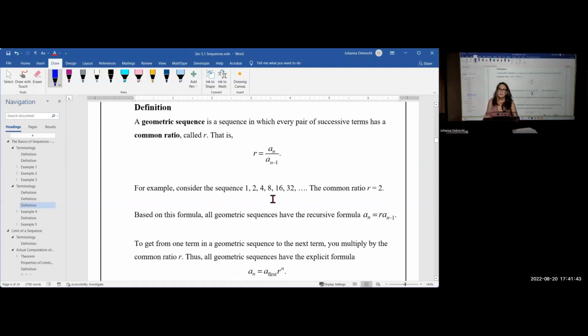Now remember that the series takes the terms of the sequence and adds them together. So if we know what a geometric sequence is, we just take out the commas and put in plus signs, and that makes it a series. So what is a geometric sequence?